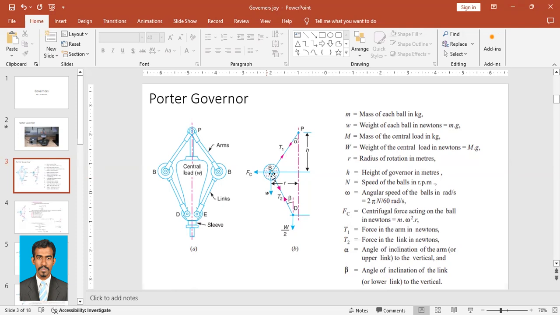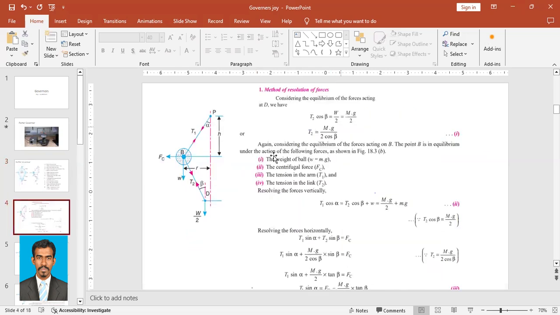And T1, force in the arm in newtons, T2, force in the link. So this is the arm, this is the link. Alpha, angle of inclination of the arm or upper link to the vertical. Beta, angle of inclination of the lower link to the vertical. So these are the terms which we are going to use to find the equilibrium of this Porter governor. So we'll solve it.